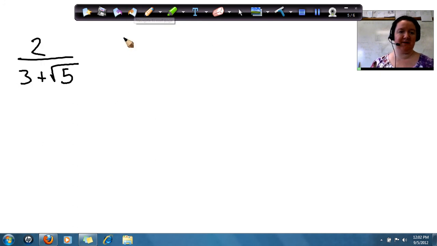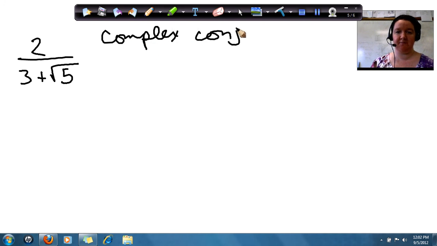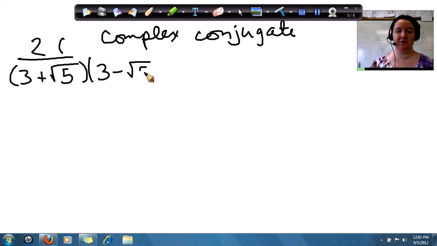Here we're going to be dealing with something called a complex conjugate. This means that we have to get rid of what's on the bottom by changing the sign of what's in the middle. We're going to say 3 minus the square root of 5, 3 minus the square root of 5. So I'm going to FOIL out what's on top.